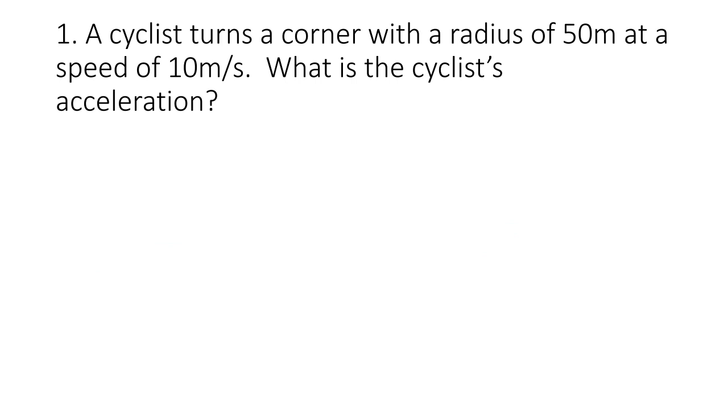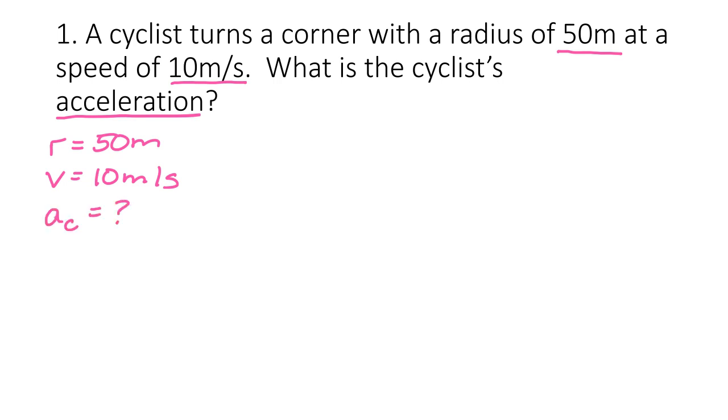Number 1. A cyclist turns a corner with a radius of 50 meters at a speed of 10 meters per second. What is the cyclist's acceleration? Well, here we know from the problem, we have our radius of 50. We have a speed or a velocity of 10 meters per second, and we're looking for acceleration. And in this case, because he's going around in a circle, it is centripetal acceleration.